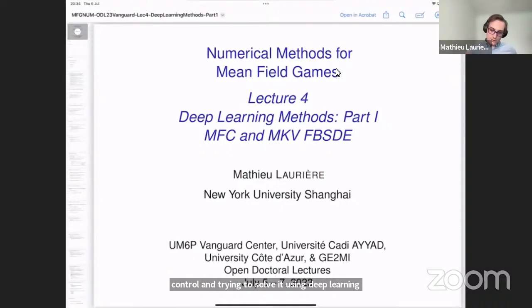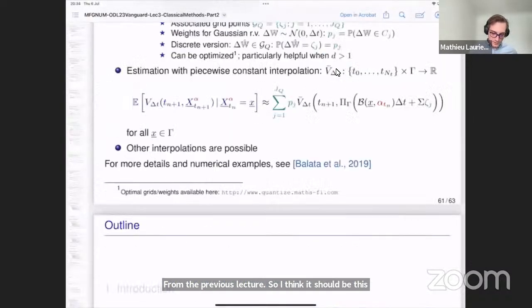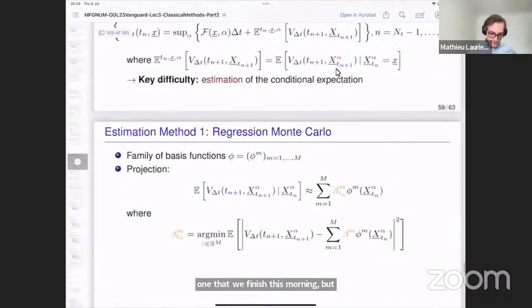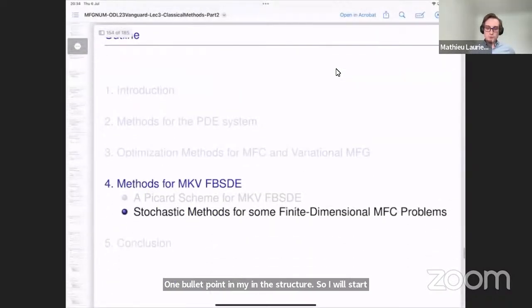Before doing that, there are just a few comments I would like to make from the previous lecture. I think it should be the one we finished this morning, but I skipped one bullet point in the structure. So I will start with that, and then we go back to the slide deck of lecture 4 to do deep learning. This bullet point will be a good introduction, because I will try to explain the difficulties that you face when you try to use the probabilistic approach to mean field games in order to design a numerical method.